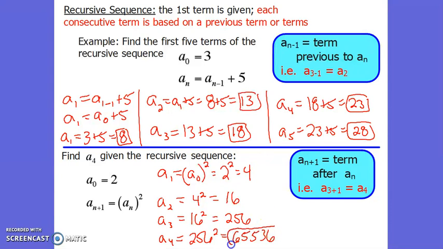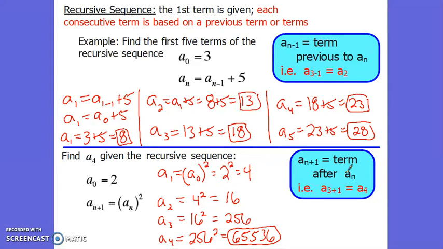And that should be a sub 4. So again, the idea is you're using a previous term, a sub n, to go get term a sub n plus 1, a sub n plus 1 being the term after a sub n. And that's generally how recursive sequences work. They flow from one term into the next, into the next. You're using the previous term to go get the next one.